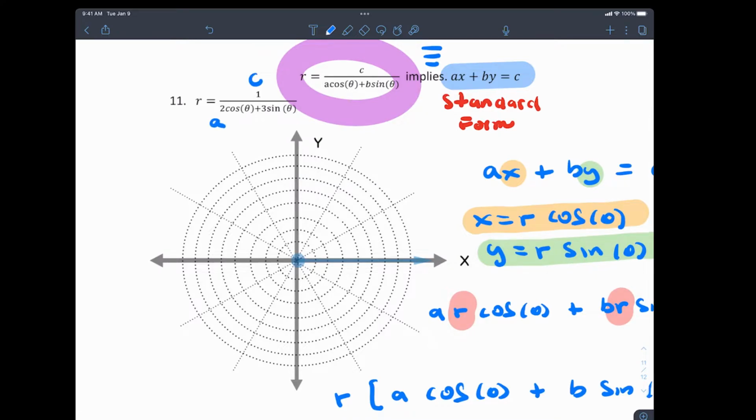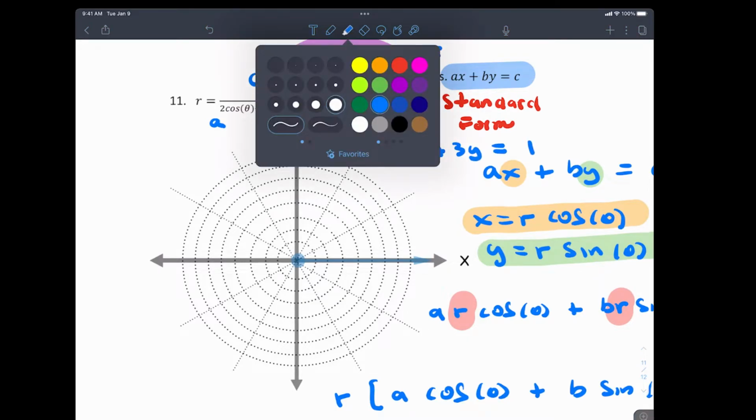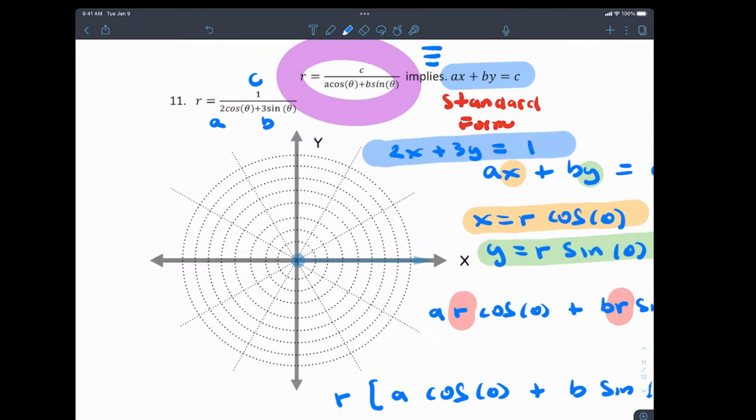This is A, and this is B. Okay? So you say, oh, A is 2, so that means I have 2x. B is 3, so it's 3y equals C being 1. That's your standard equation here, okay? Standard form. And of course, you guys know you can graph that. You say, how do I graph that? Solve for y.